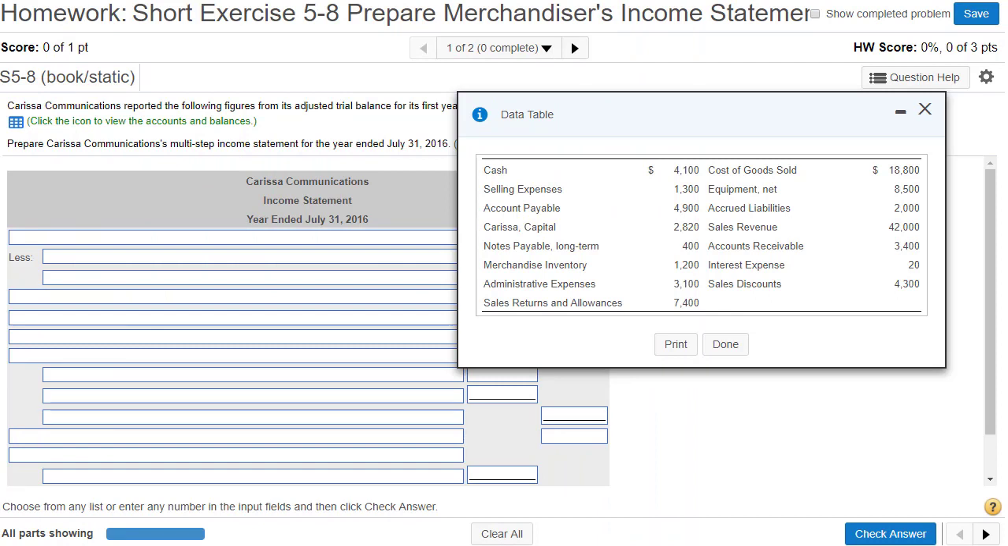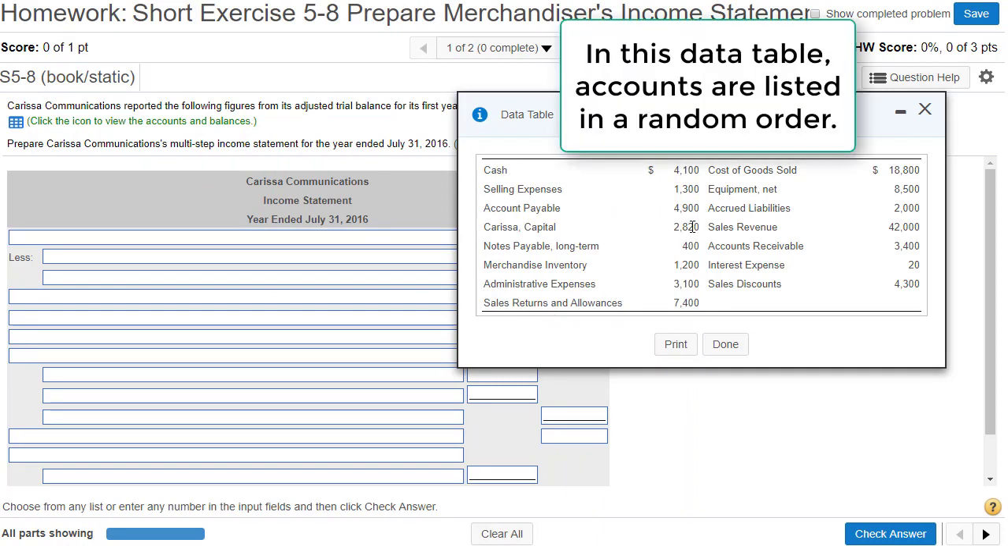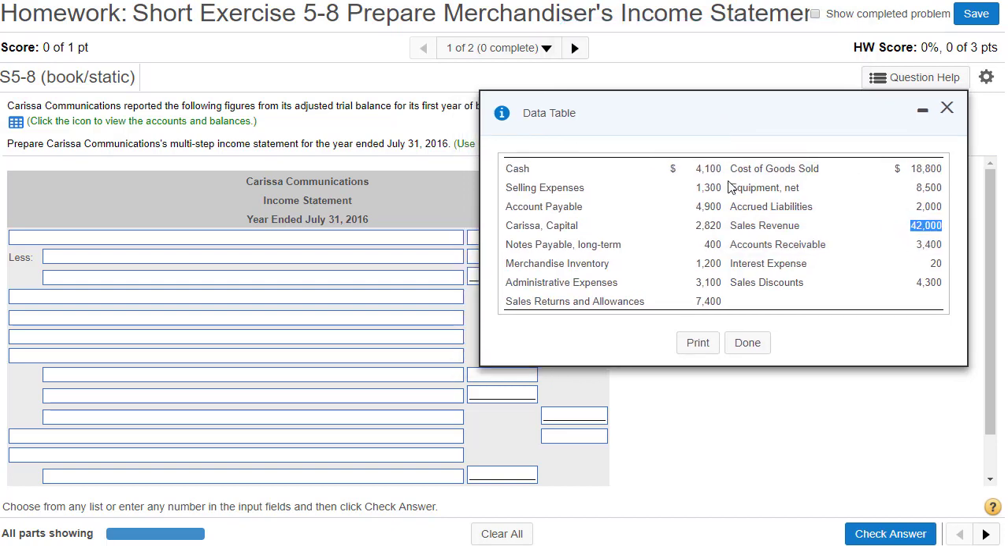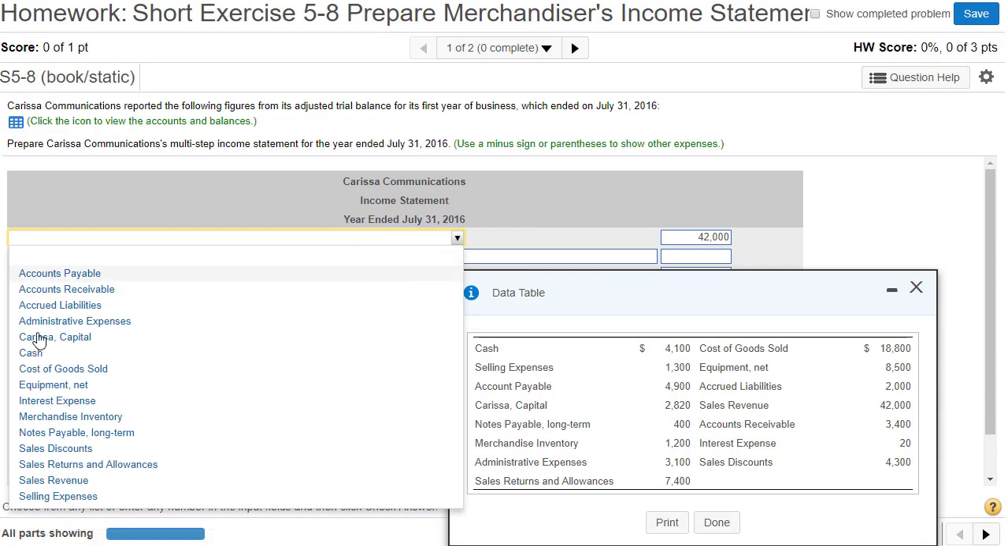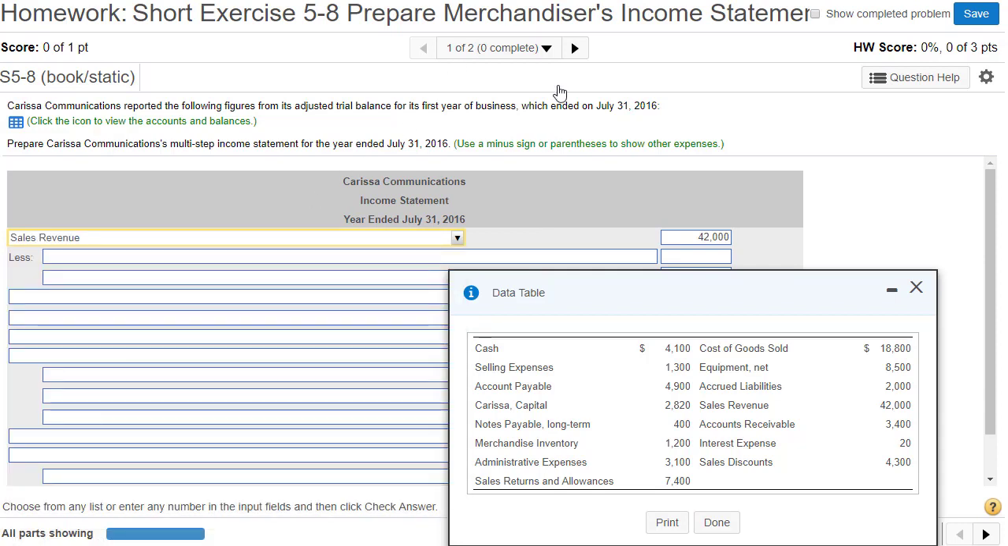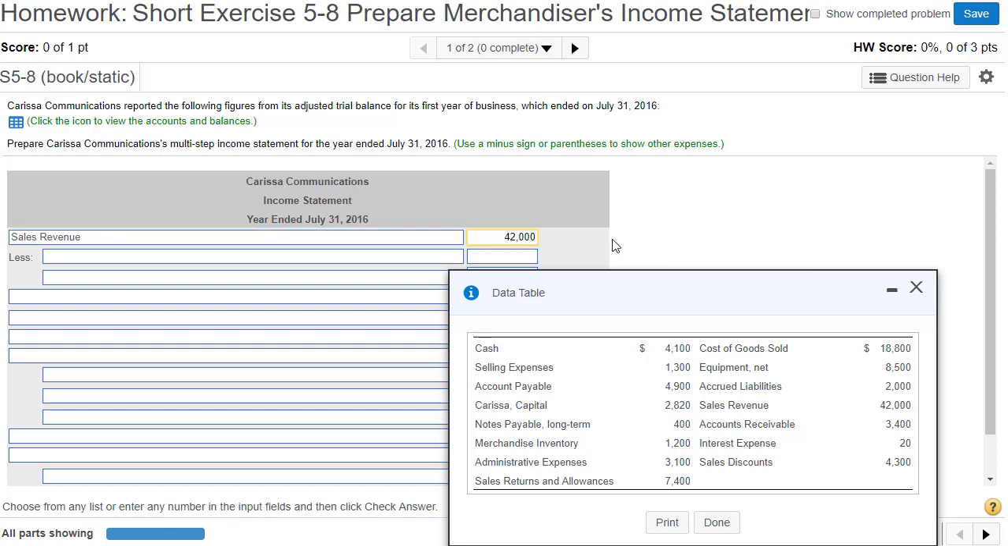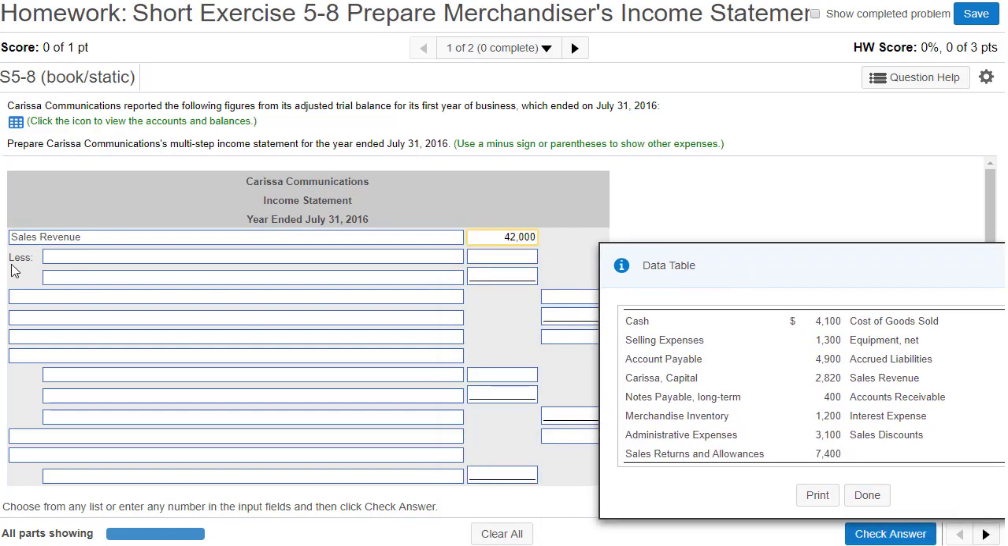So let's find this company's revenues. Looking through here, I see that the revenue is right here. We've got sales revenue of $42,000. I'm going to paste that here. Sales revenue. So now, notice it says less. So we need to subtract.